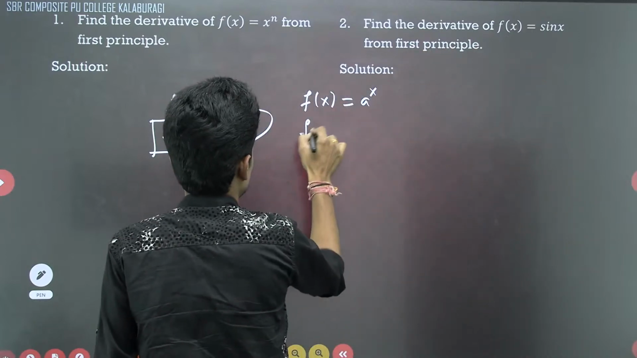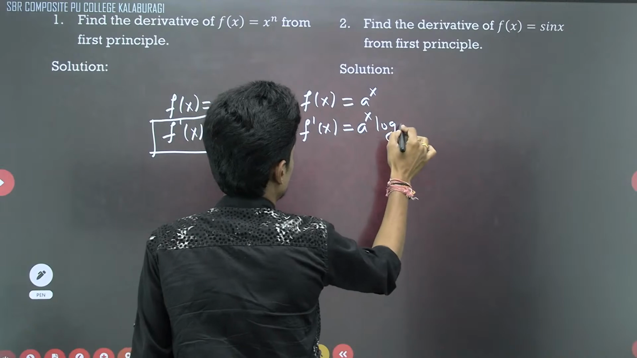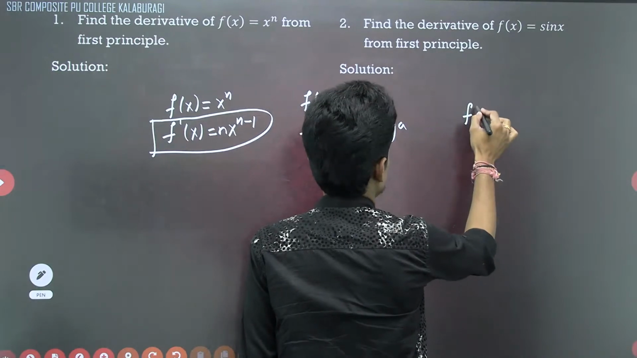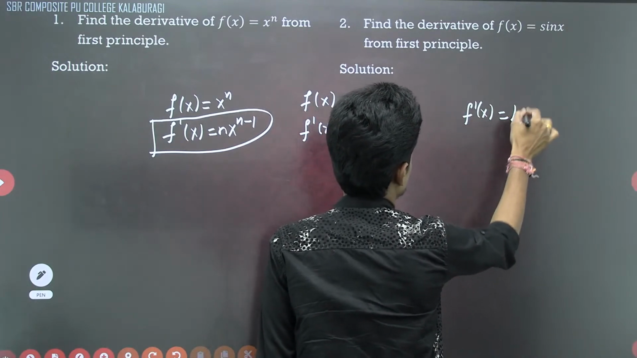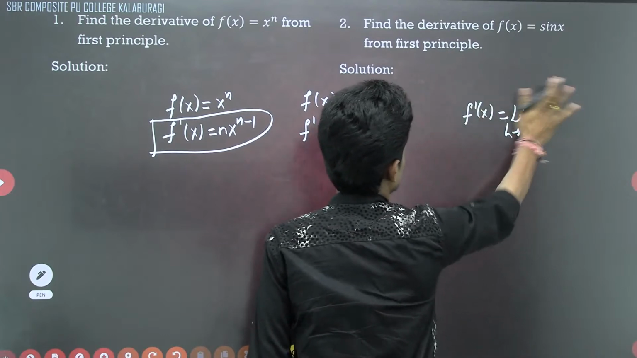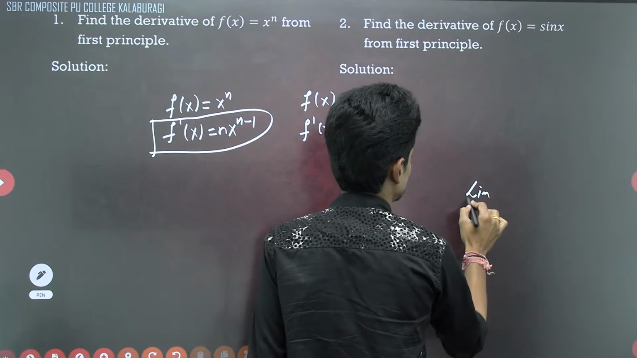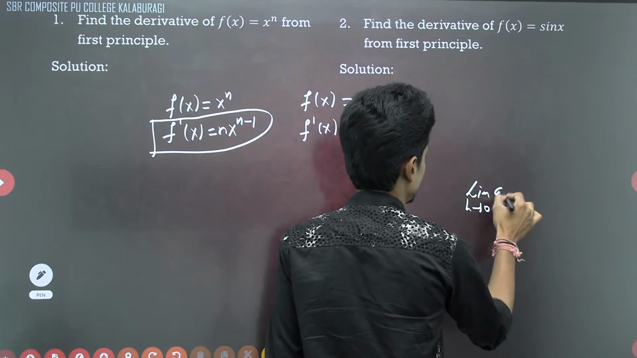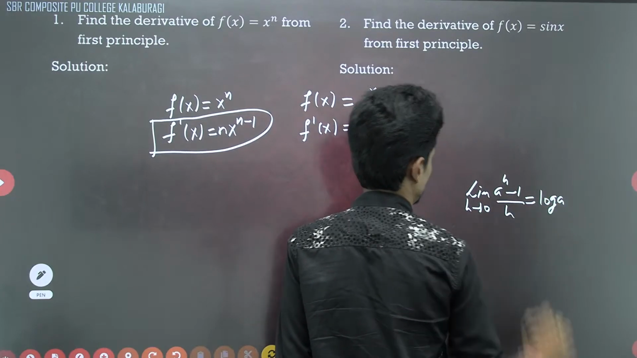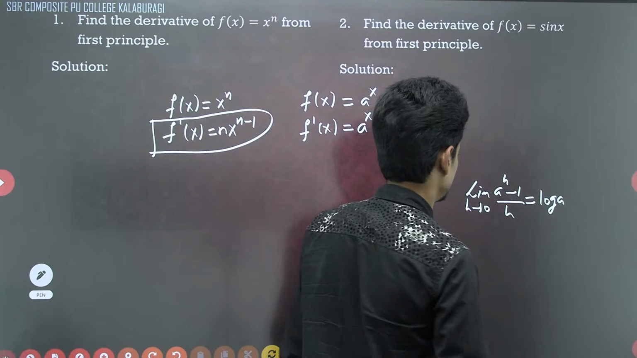So what is this formula? f dash of x is equal to a power x into log a. Sorry, we made some error there. That should be: f dash of x is equal to a power x into the limit as h tends to 0 of a power h minus 1 divided by h, which will be log a. Log a is our required result. There I had considered it as 1.